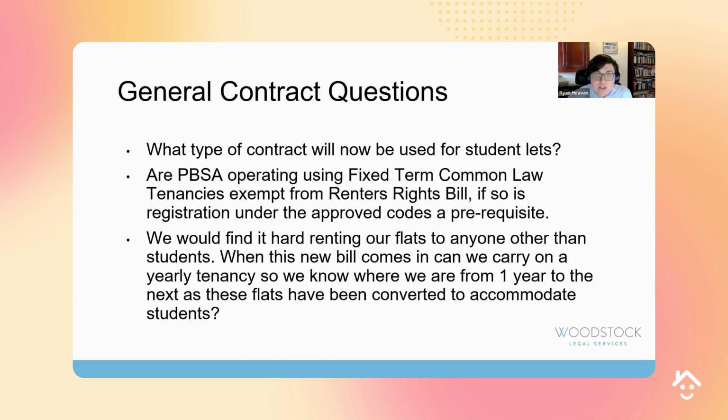General contract questions. What type of contract will now be used for student lets? Now, the default position is it's going to be an assured tenancy, and then you have ground 4A to end that tenancy. The only other type of tenancy that might apply would be a non-Housing Act tenancy, which you can only use if your tenancy falls within an exception to the Housing Act. Purpose-built student accommodation providers are going to fall within that exemption because of the new exemption created, so they would be able to utilize that. But your average landlord, highly unlikely you're going to fall within one of those exemptions.